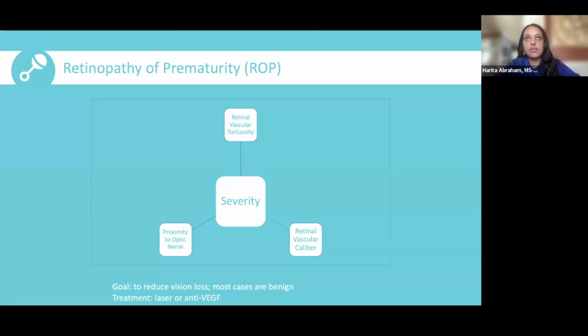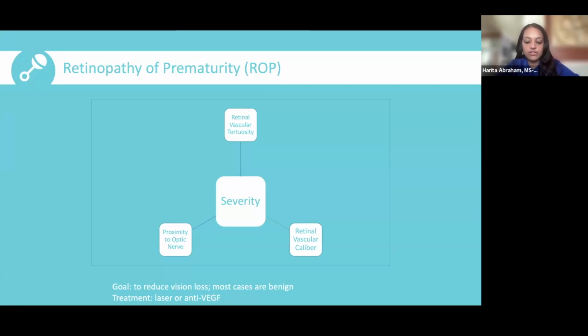Being able to define how severe it is is very helpful in determining treatment and helping to reduce vision loss overall. Because a lot of times the cases are going to be benign. The cases a lot of times can resolve without treatment, but if the cases are so severe, they can be treated with laser. So they'll just get a laser in there and obliterate those abnormal blood vessels, or they will use anti-VEGF injections. VEGF promotes blood vessel development, so if you get the anti version of that, you are inhibiting those abnormal blood vessels.